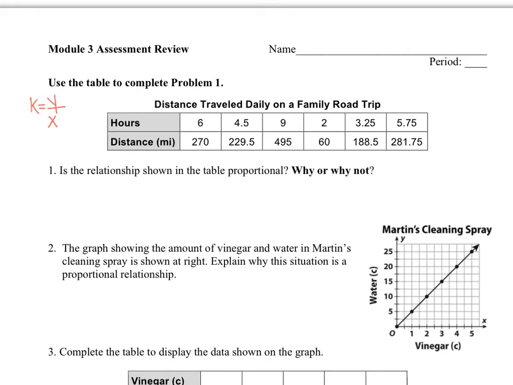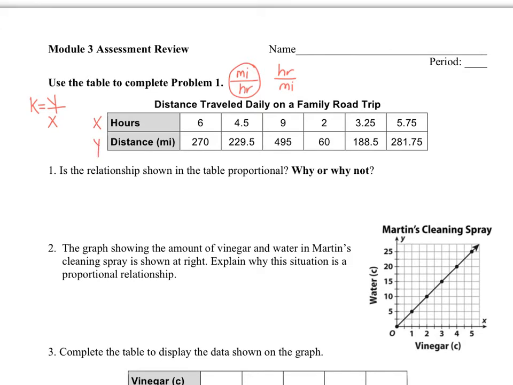So let's take this first point, 6 to 70. And I guess we need to say which one is x and which one is y. So does it make more sense to have miles per hour or hours per mile? Obviously miles per hour is going to make more sense, unless you're running the mile like you guys did in gym class. But that's not what we're doing here. So our time in hours is our x and our distance in miles is y.